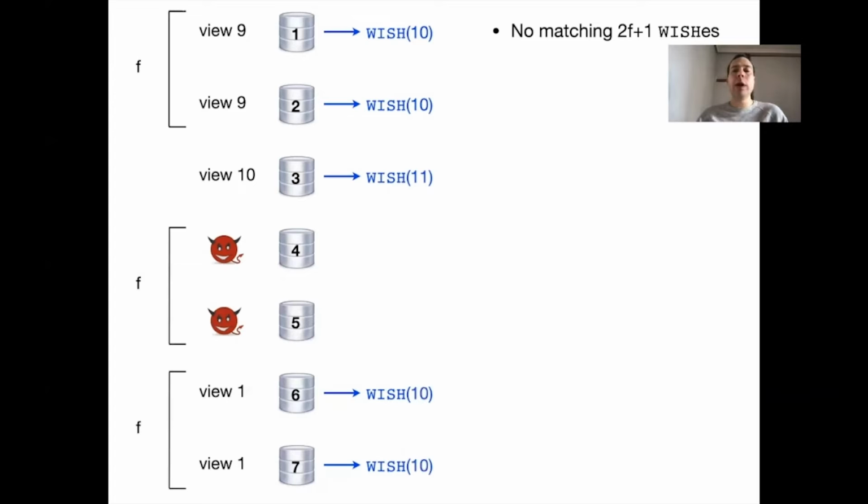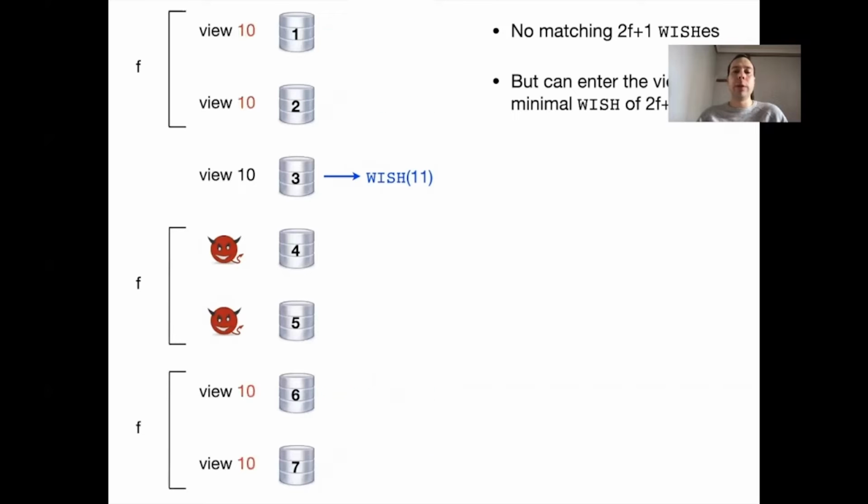Now, again, we don't have any completely matching 2f+1 wishes, so that's 5, that would allow us to enter a view if we required just matching wishes, but our synchronizer doesn't require exactly matching wishes. We can always enter the minimal view in any 2f+1 wishes. And so here we have 2f+1 wishes for 10 or 11. And so that means that everybody can actually enter view 10. And so now everybody is in this view.